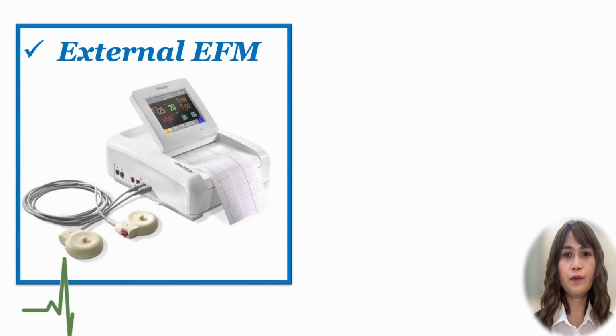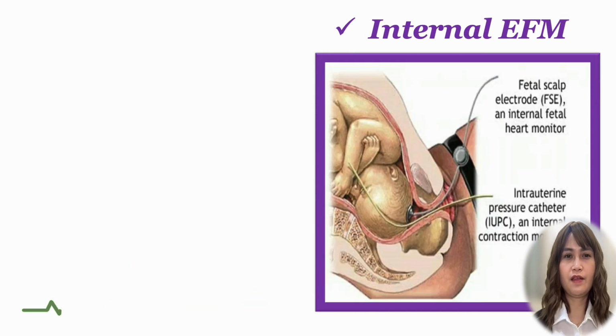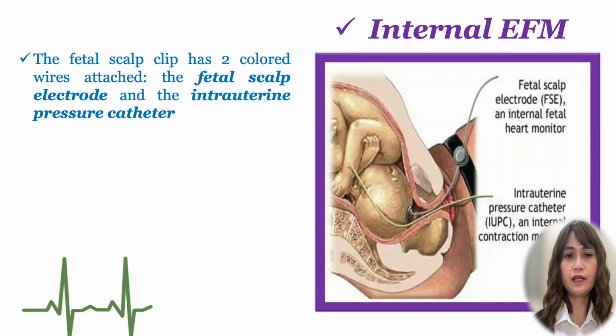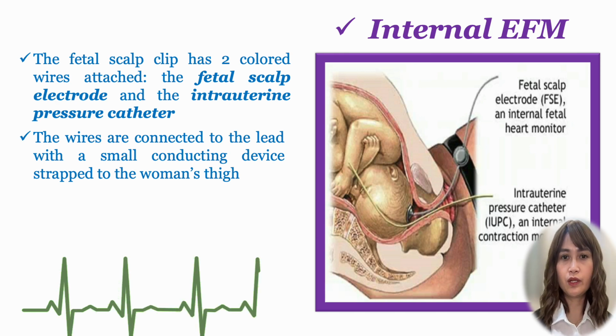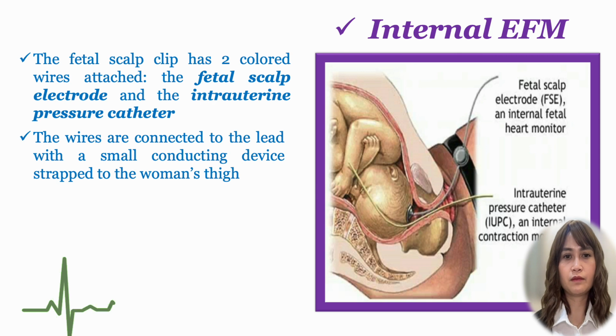As I have previously mentioned, we have two methods. We have the external EFM, which is the most commonly used, and we have the internal EFM. In the internal EFM, the fetal scalp clip has two colored wires attached. The wires are connected to the lead with a small conducting device strapped to the woman's thigh. The lead is then plugged into the monitor, and a typical CTG reading is printed on paper and stored on a computer for later reference.